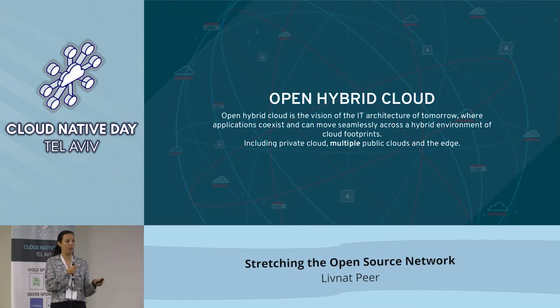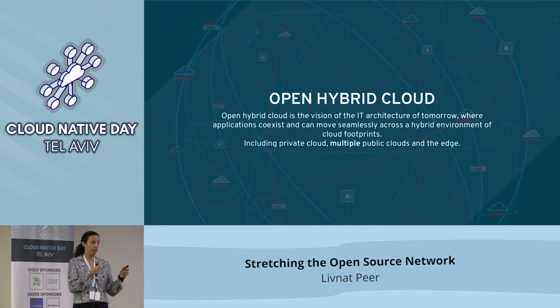And here comes the key point. So we include private cloud, we include multiple public clouds, and the edge. And multiple is the key word for open. What we've described earlier is what a hybrid cloud is. When you want to talk about open hybrid cloud, a key point for that is to adopt multiple public clouds.